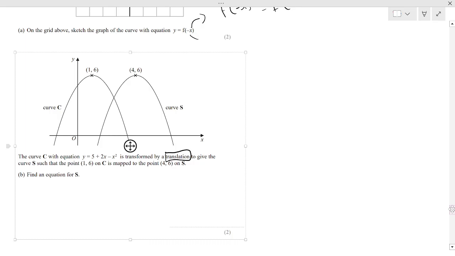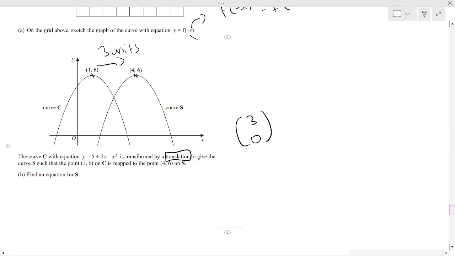Well, here, if you notice, this point maps to here. We're not shifting it up and down. So actually, the 0 here is 0 for this part of the translation vector, right? But it's moving to the right by 3 units. So it's going to be 3, 0. That's our translation vector, okay?